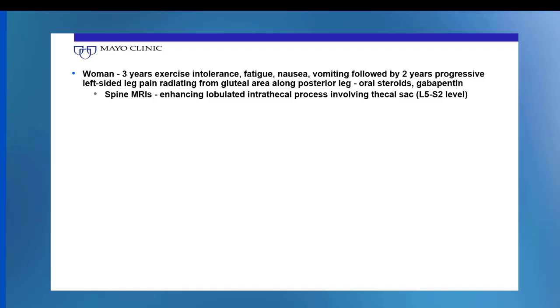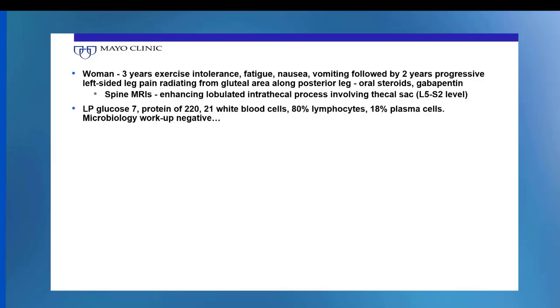Multiple spine MRIs were done. They showed an enhancing lobulated intrathecal process involving the thecal sac at the L5 to S2 levels. So they did an LP, and I think this LP is rather remarkable. The glucose was 7, the protein was 220. There were 21 white blood cells with 80% lymphocytes and 18% plasma cells, but an extensive microbiology workup was negative. That's not a normal spinal fluid by any means.